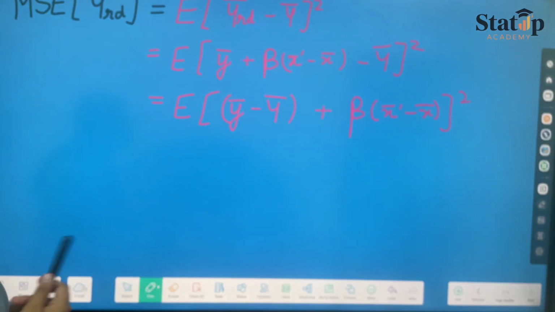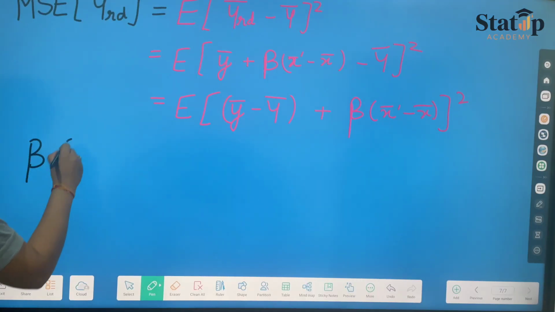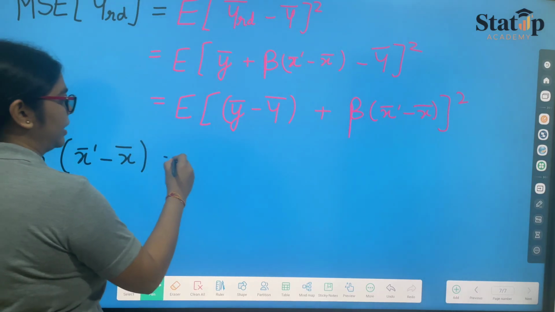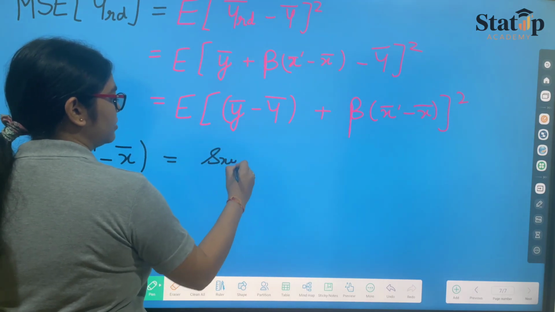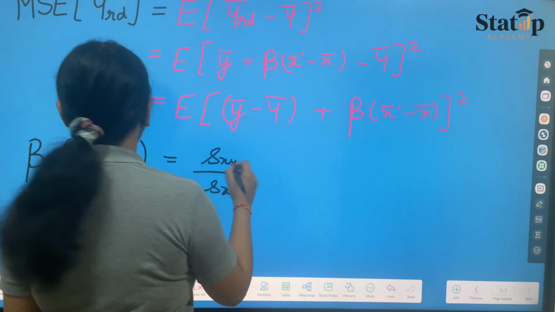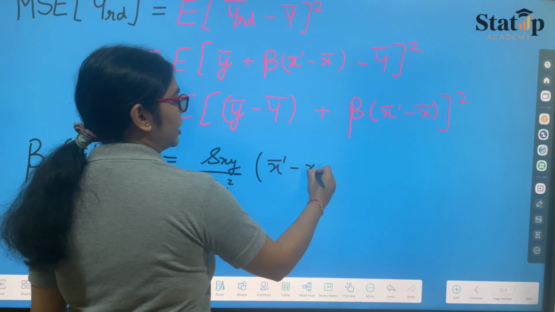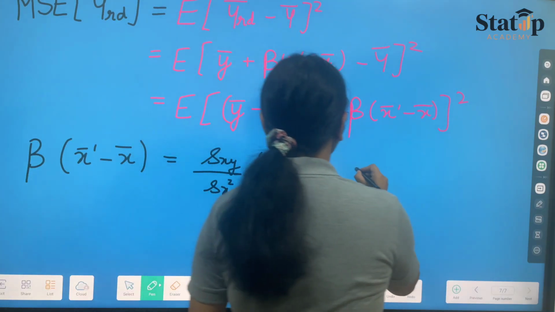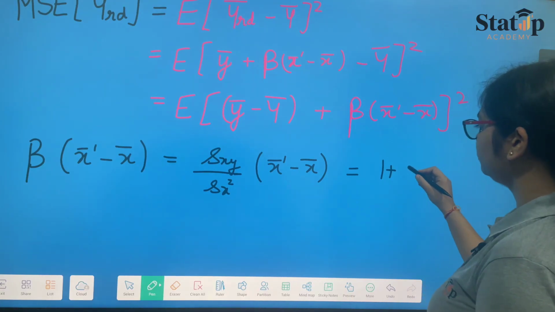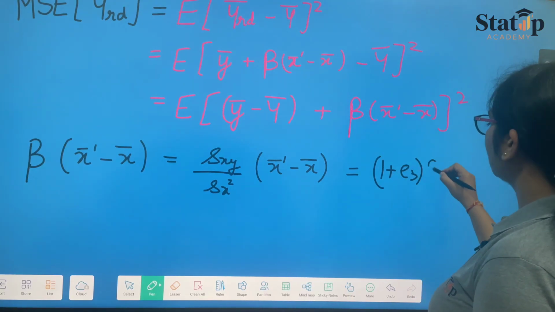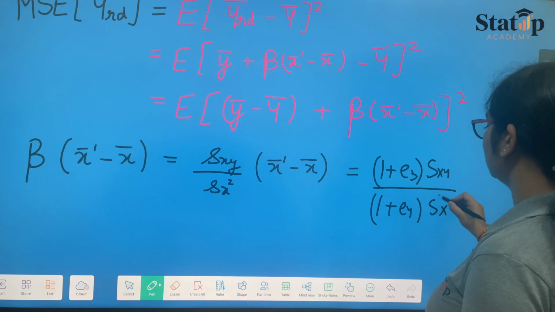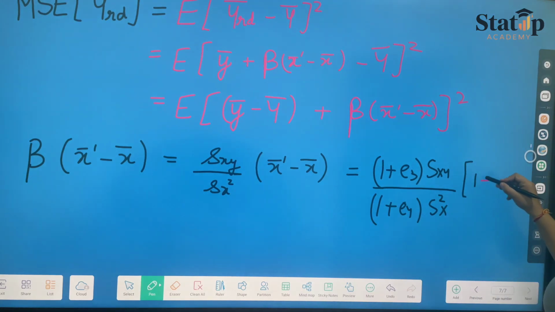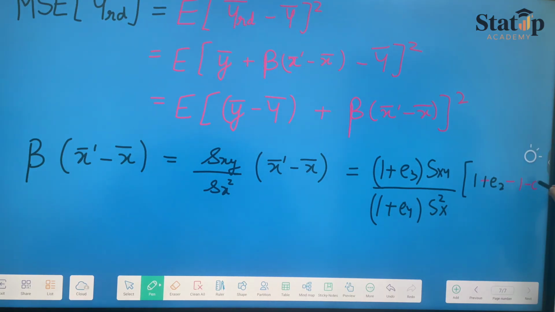So now we'll open this beta. We know that beta times x bar prime minus x bar can be written with beta as sxy upon sx square, times x bar prime minus x bar. This sxy can be written as 1 plus e3 into capital Sxy, and the denominator can be written as 1 plus e4 into capital Sx square. And this can be written as 1 plus e2 minus 1 minus e1.